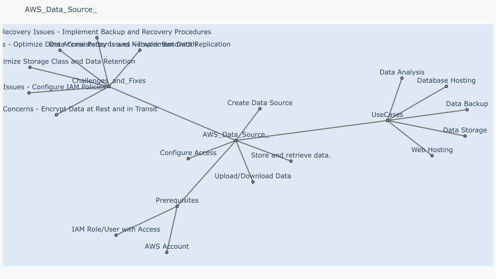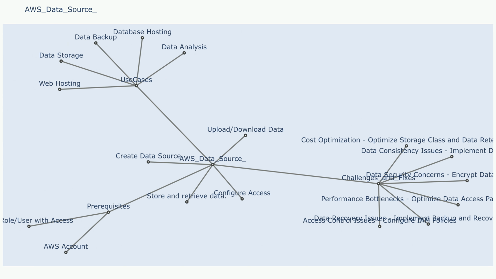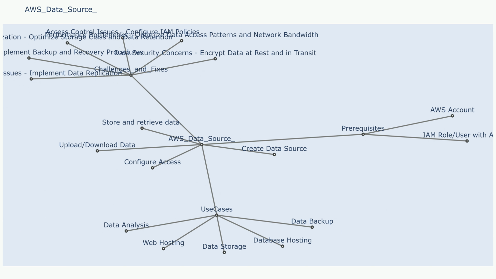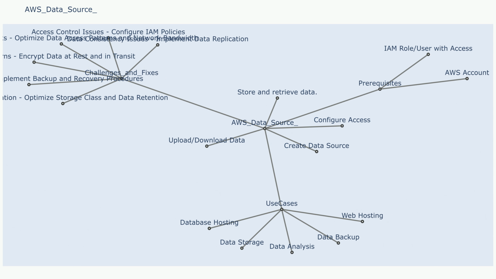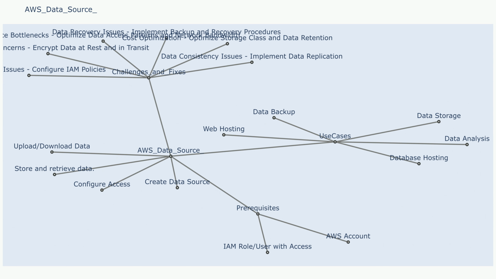Steps: create data source, create an instance of the desired data source service. For example, creating an S3 bucket for object storage, or an RDS instance for relational database hosting. Configure access, setting roles or users with appropriate permissions to control access to the data source. This ensures only authorized entities can interact with the data.